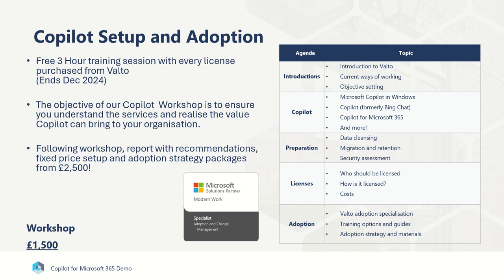Then we'll talk to you about the preparation phase, what you're going to need to do to prepare for Copilot. So whether it's data cleansing, migration and retention, or security assessments. On top of that, we talk about the licenses, how to get the best value, how to get the best deal, how to co-term your licenses, so you're only committing to them for the period of time that you need to. And then also a full adoption process, so talking to you about how Valto's adoption specialists can help you with things like training programs and super user programs, and making sure not only is the Copilot product adopted, but you get that full return on investment.